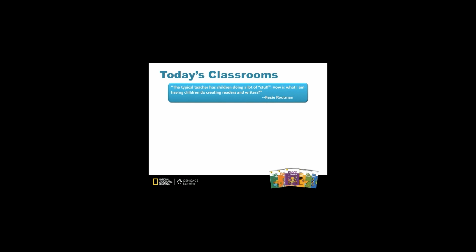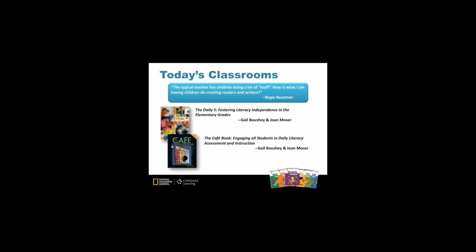Guided reading has been part of the reading block for many years. Regie Routman's concern was not with guided reading, but rather what are the other students doing while the teacher works with small groups or individual students. This was also the concern for Gail Boushey and Joan Moser in their classrooms, and this is where Daily 5, which emphasizes the other kids, came from, and later the Cafe book, which emphasizes the small group and individual lessons.